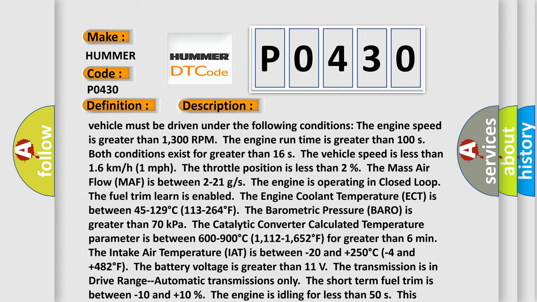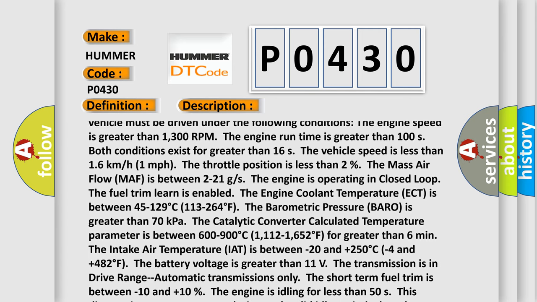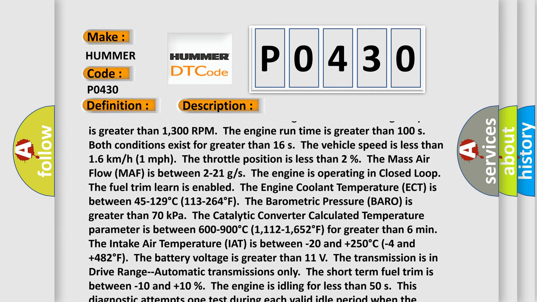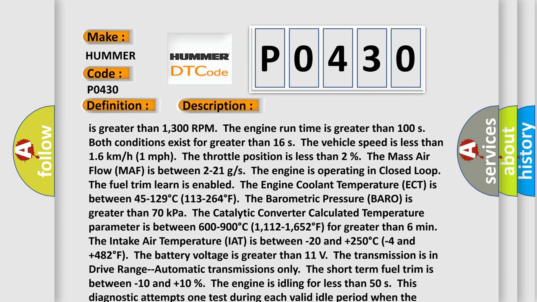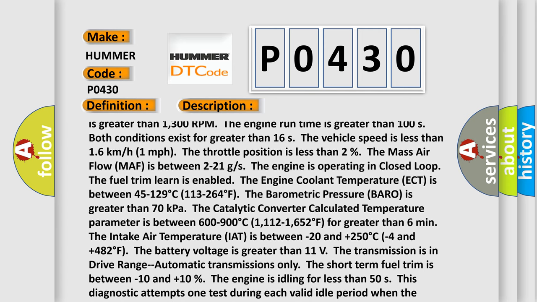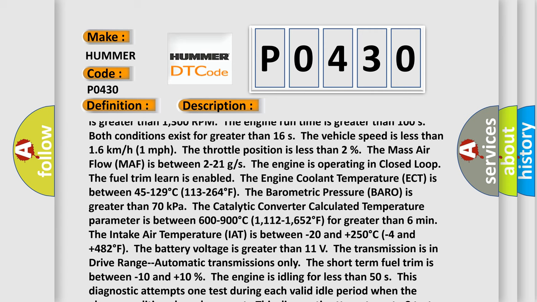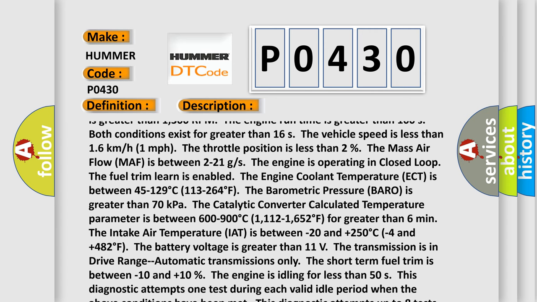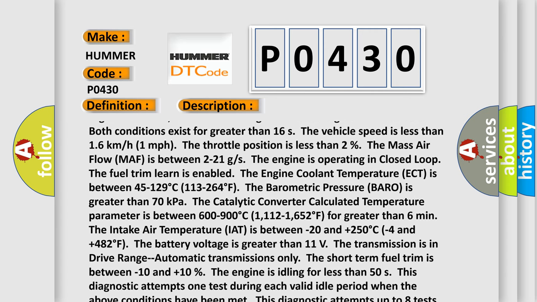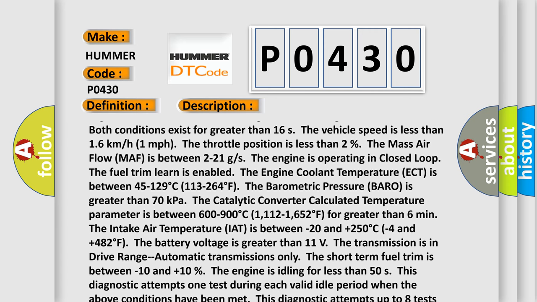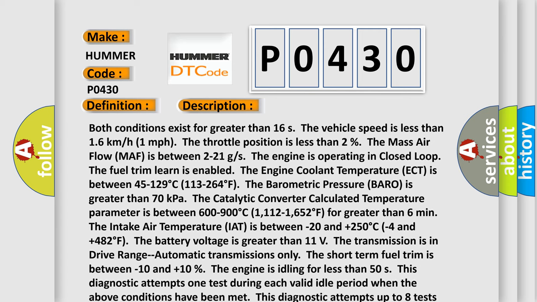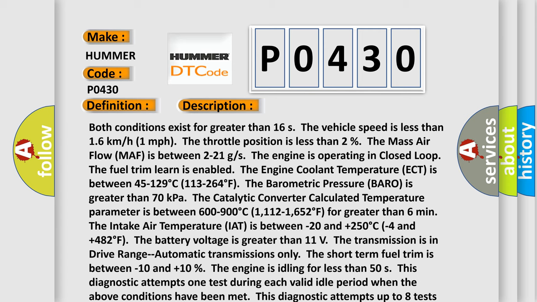the engine is operating in closed loop, the fuel trim learn is enabled, the engine coolant temperature ECT is between 45 to 129 degrees Celsius, 113 to 264 degrees Fahrenheit, the barometric pressure BARO is greater than 70 kPa. The catalytic converter calculated temperature parameter is between 600 to 900 degrees Celsius, 1112 to 1652 degrees Fahrenheit for greater than 6 minutes. The intake air temperature IAT is between minus 20 and plus 250 degrees Celsius, minus 4 and plus 482 degrees Fahrenheit. The battery voltage is greater than 11 volts.